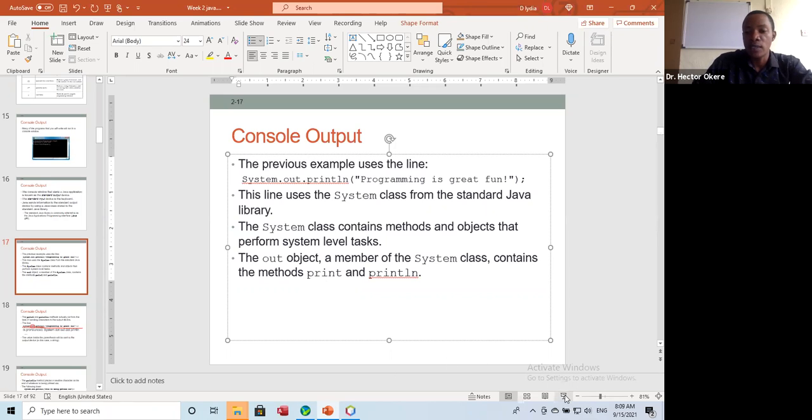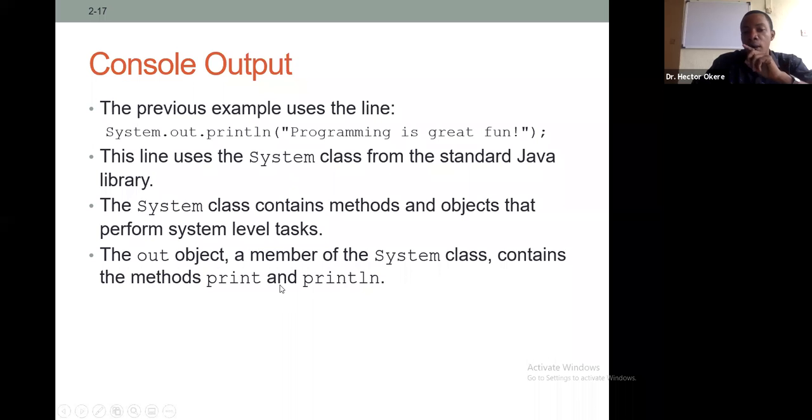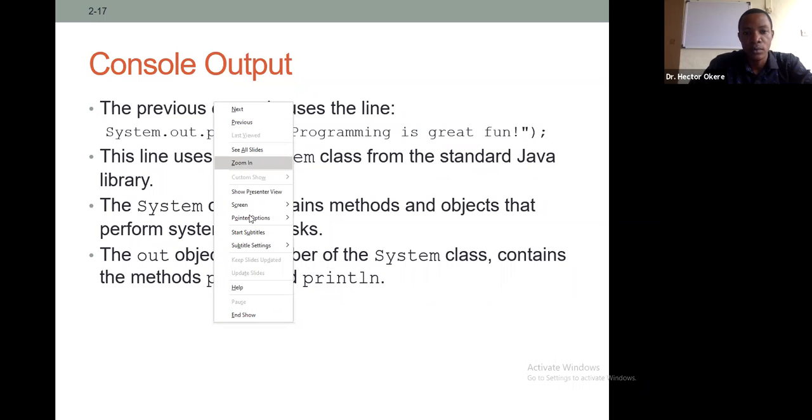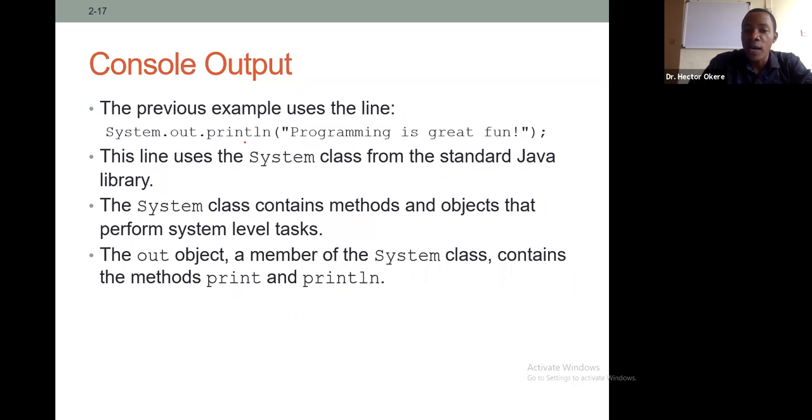Now, when I say cursor, this is how it is. You see, it's blinking there. Now, in Java, you use print or println to tell your cursor where it will be after printing. Okay, how do I mean? System.out.println, programming is great fun. This means new line. So print programming is great fun, then take the cursor to a new line.